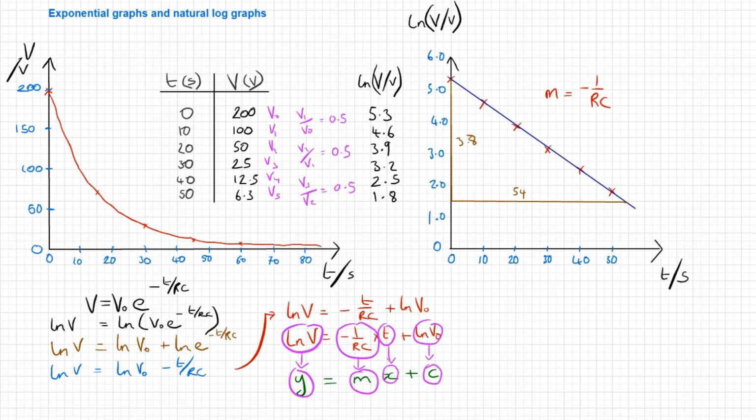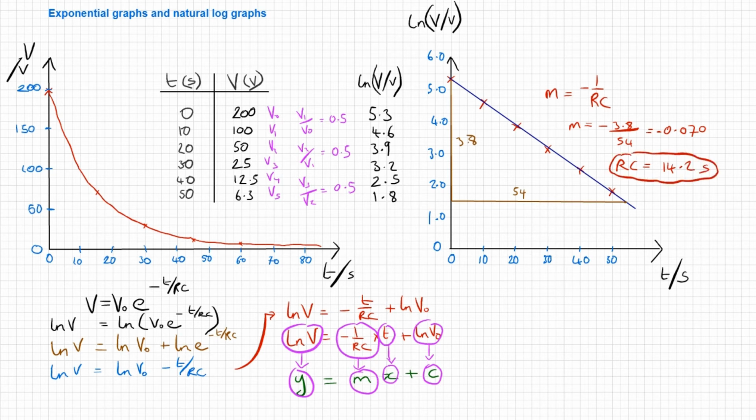And so our m value then is, from the graph, minus, because it's a negative gradient, minus 3.8, the fall, or the rise is negative, over 54, which gives us 0.70 to two significant figures. And that means that we can find the time constant by reciprocating it and minusing it. And so what that gives us there is 14.2 seconds, because we know the time constant is measured in seconds.